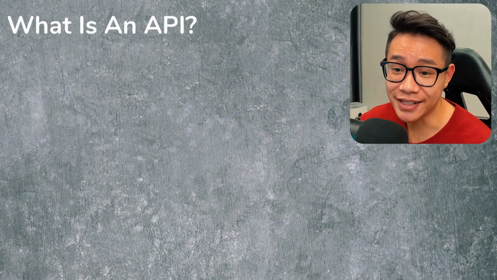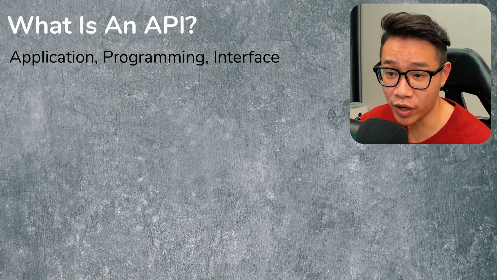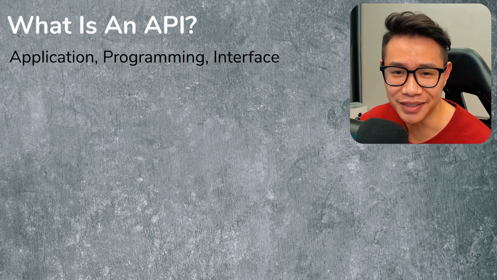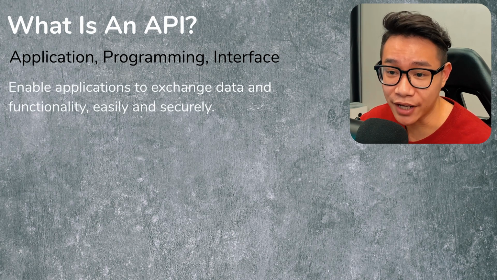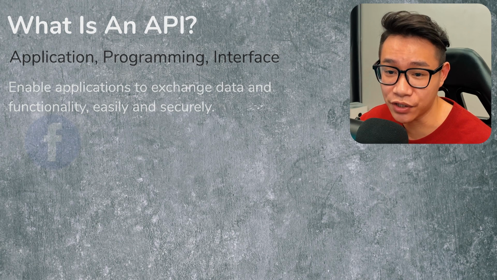Alright, before we get started, we have to get the boring stuff out of the way. And that is, what is an API? So API stands for Application Programming Interface. Alright, cool, but what does that mean? An API enables applications to exchange data and functionality easily and securely.